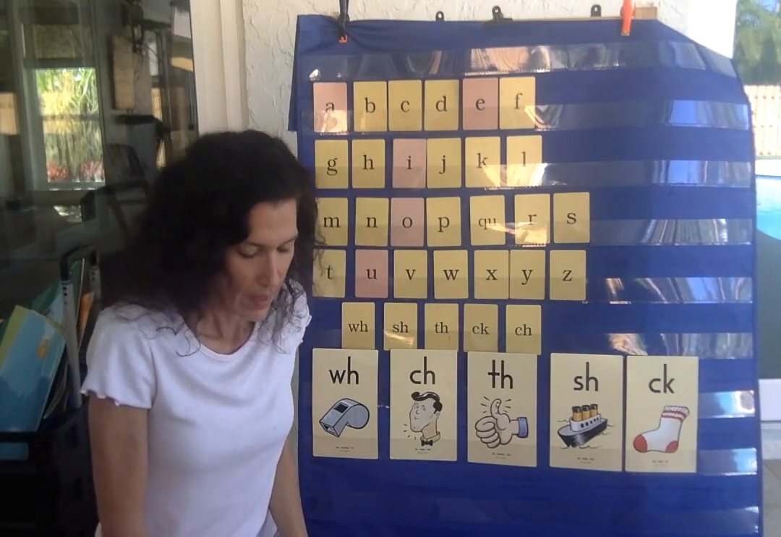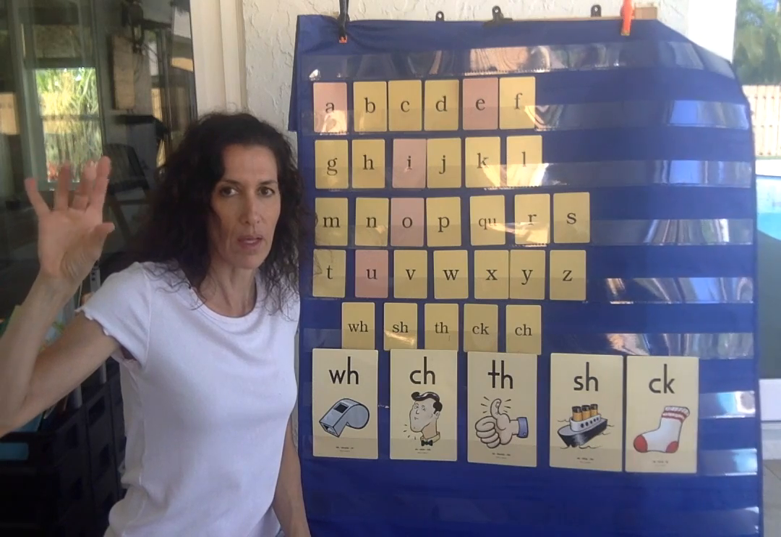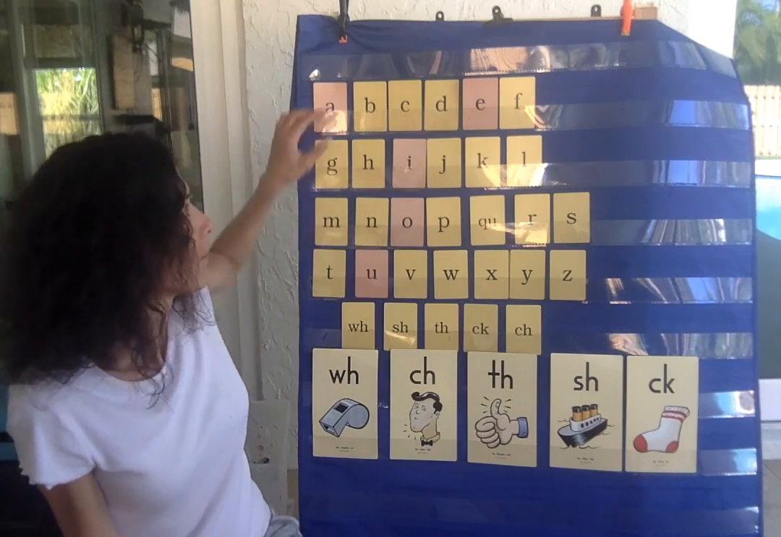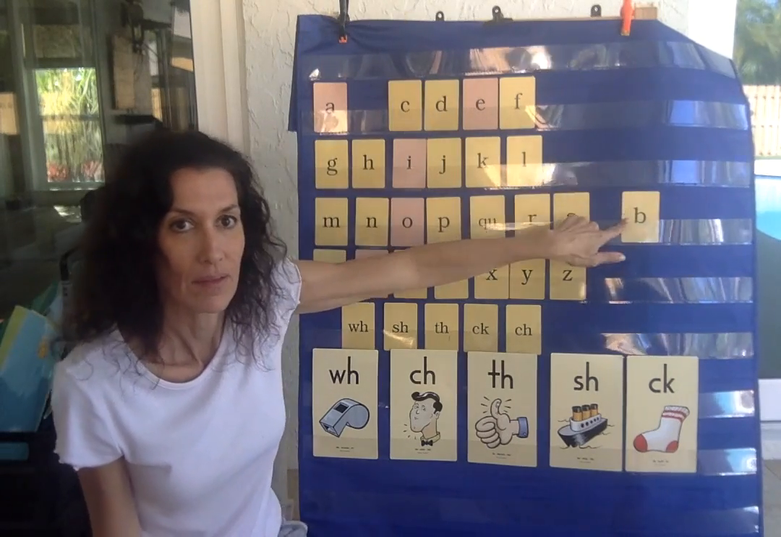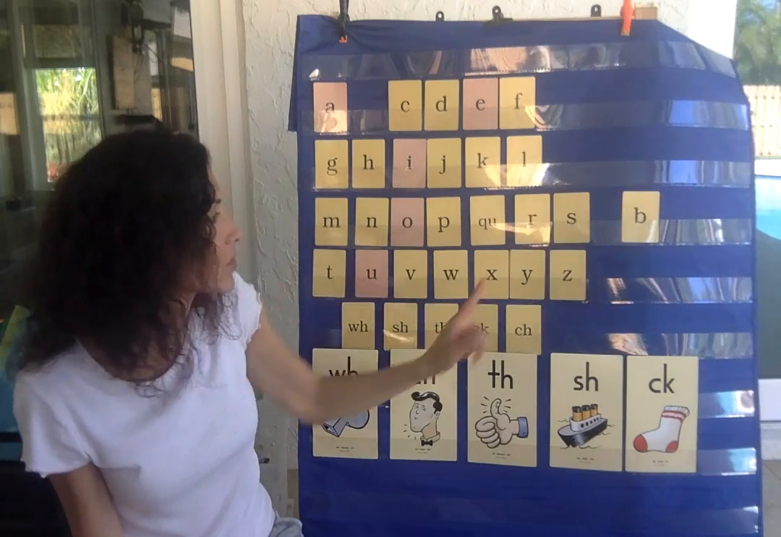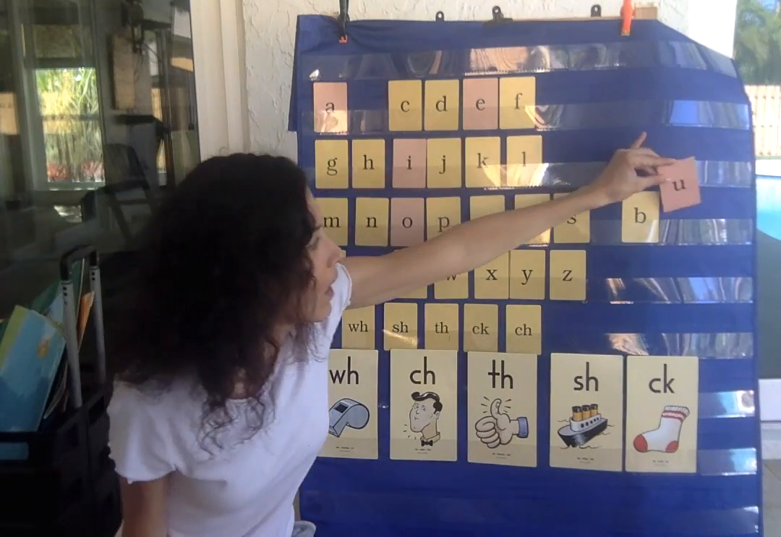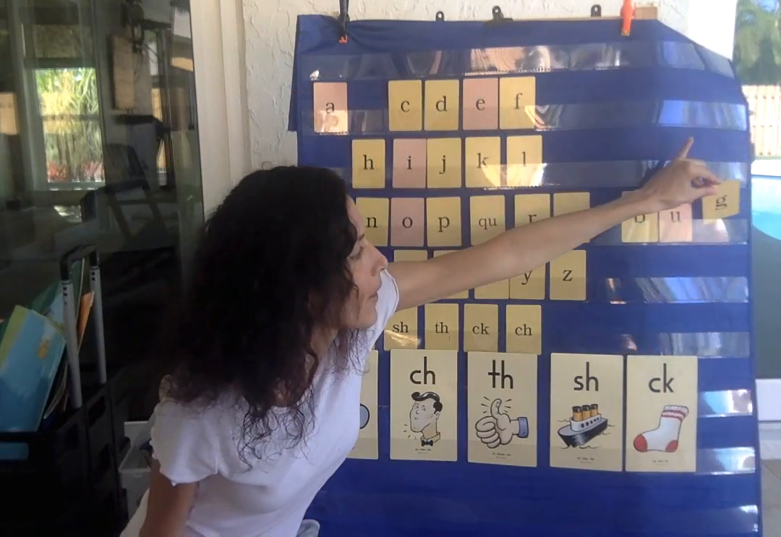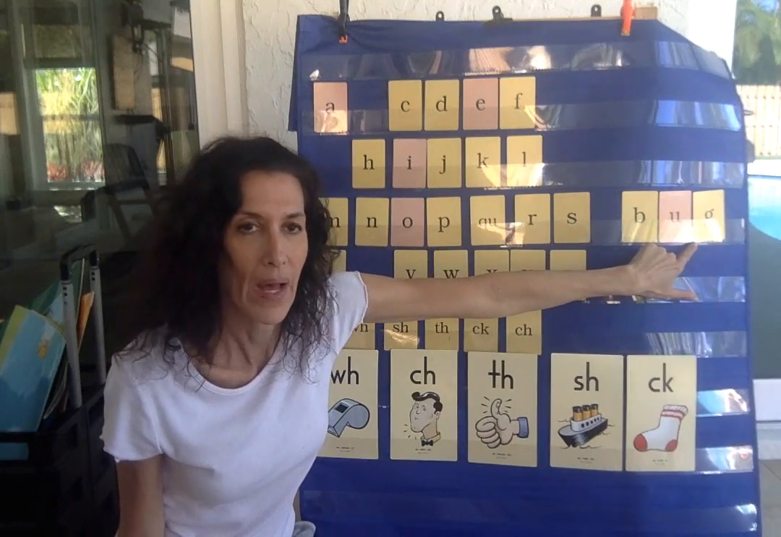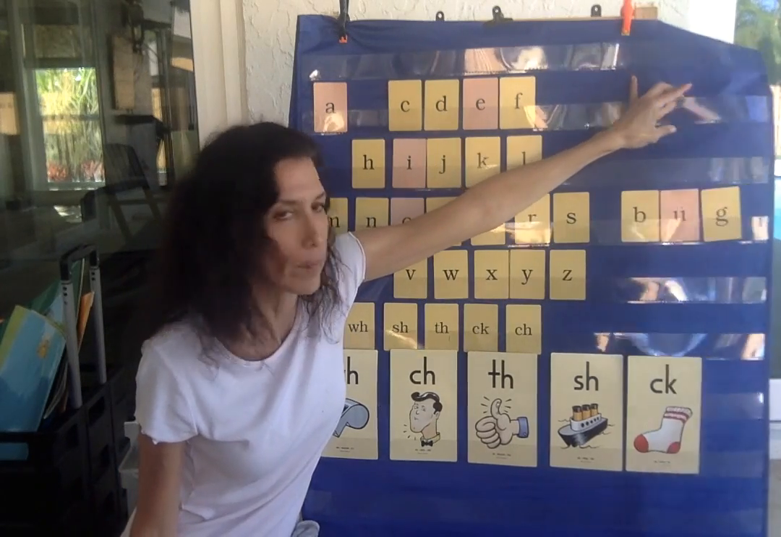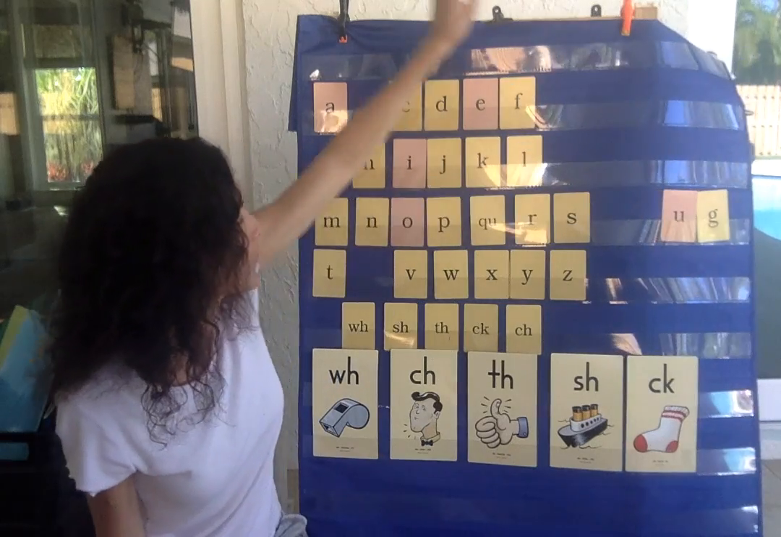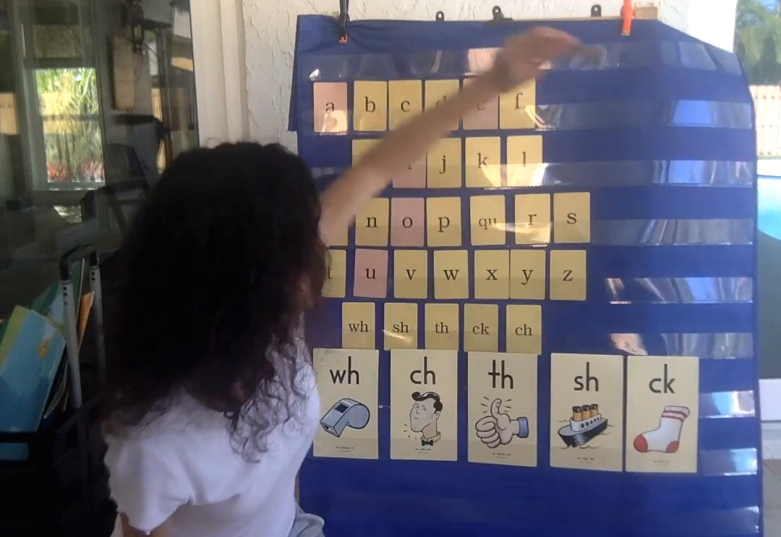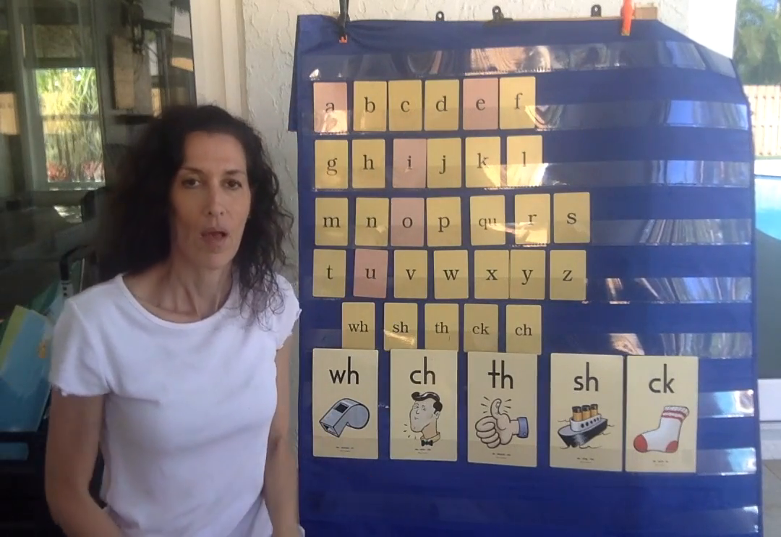All right, next word is going to be, how about bug? Bug. So let's tap it out. You ready? Bug. What am I going to start with? Did you get that? It's a B, not a D. Make sure it's facing the right way. B. Now let me hear that end sound. G. Bug. Can you see that? Bug. Let's put that back. B. G.